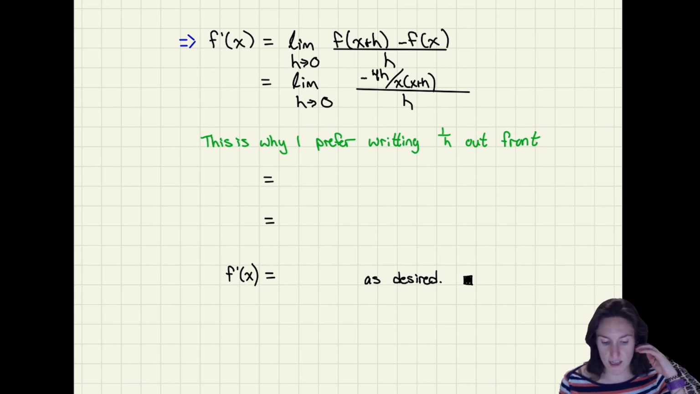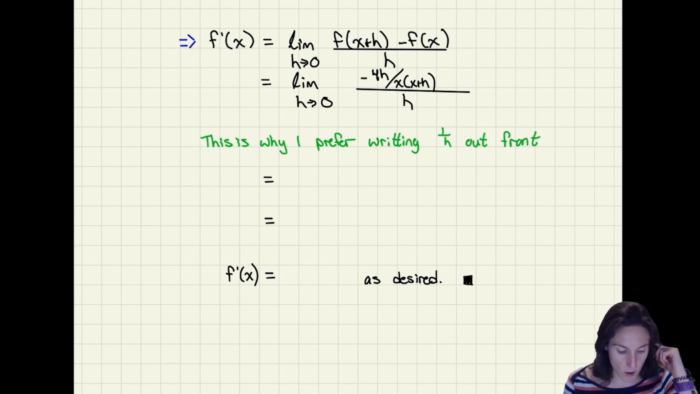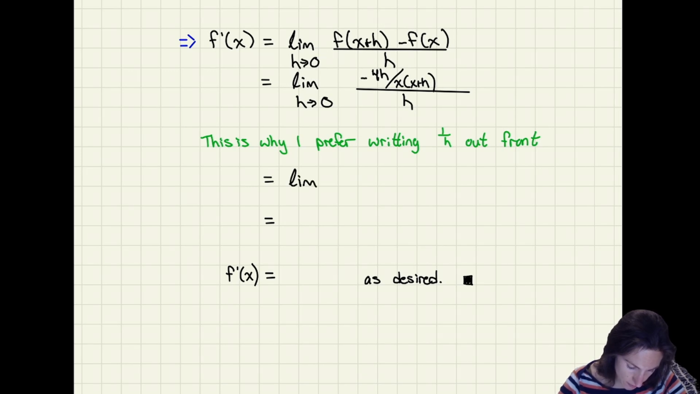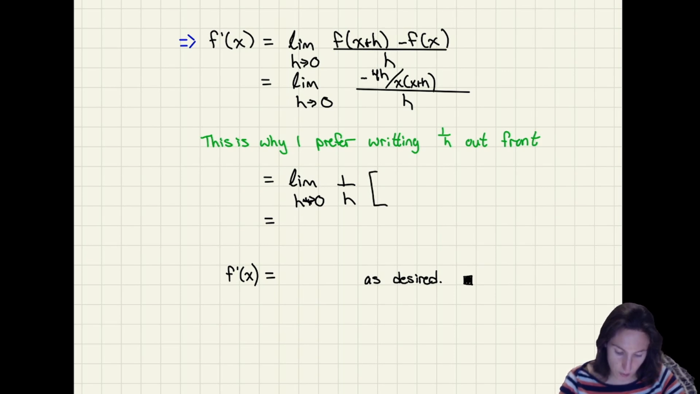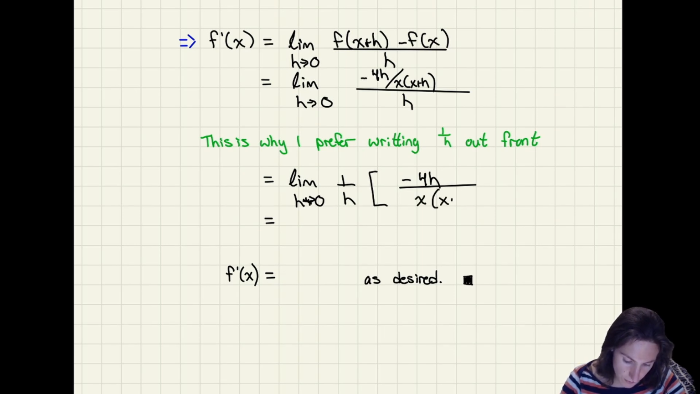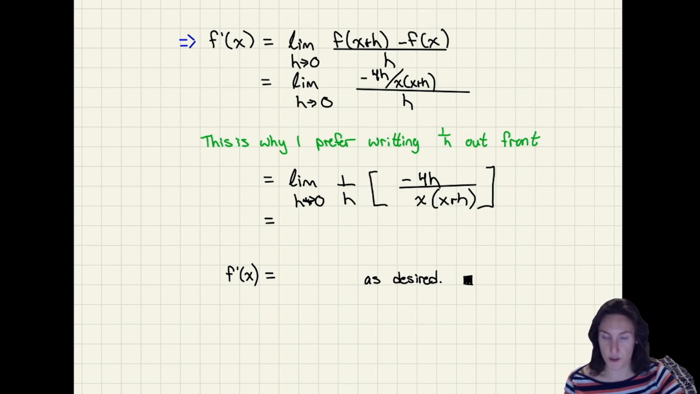Okay, so this is an example where I really like writing the 1 over h out front. So what I mean is like this: the limit as h goes to 0 of 1 over h, and then putting down whatever your numerator is. Okay, and we're allowed to do this because of the rules that we talked about earlier in the course. But then it's much easier to see what to do next.